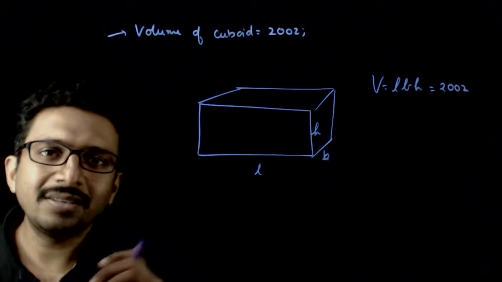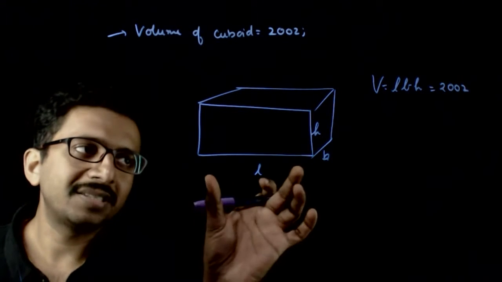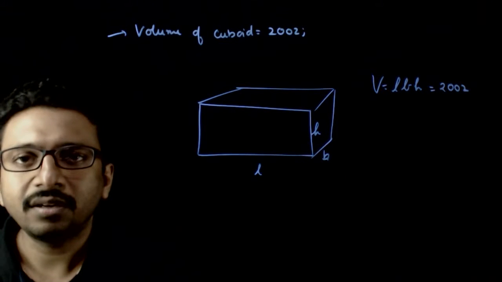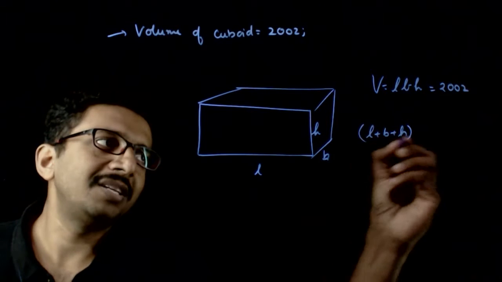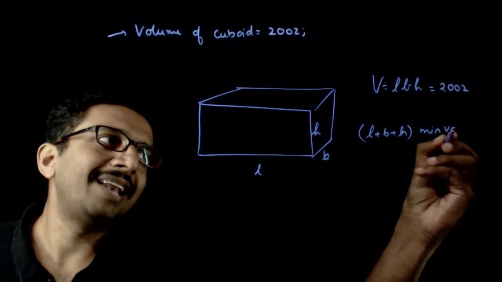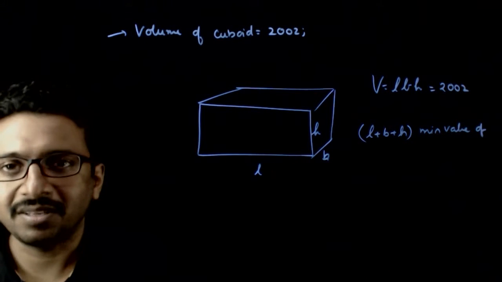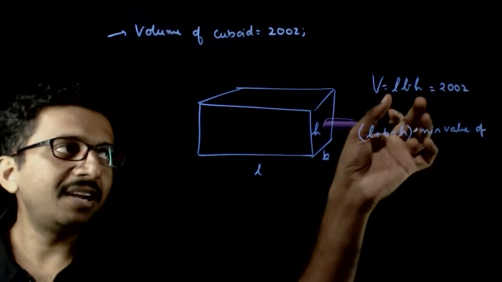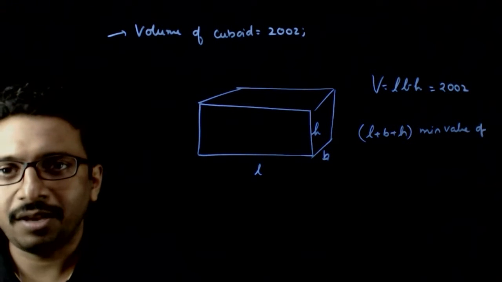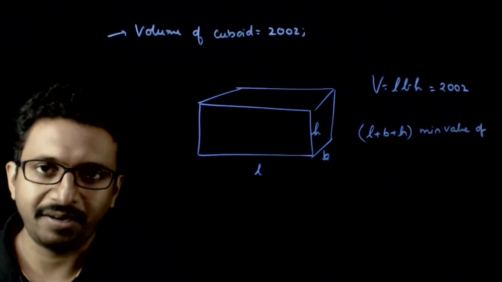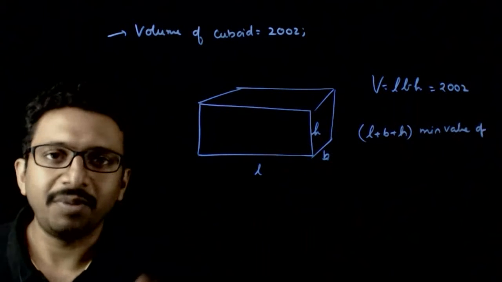The question is, what is the minimum value of the sum of the edges of the cuboid, that is L plus B plus H? So what is the minimum value of L plus B plus H? If L into B into H is equal to 2002, what is the minimum possible value of length plus breadth plus height? Now let us try to analyze what the possible values of L, B, H are.